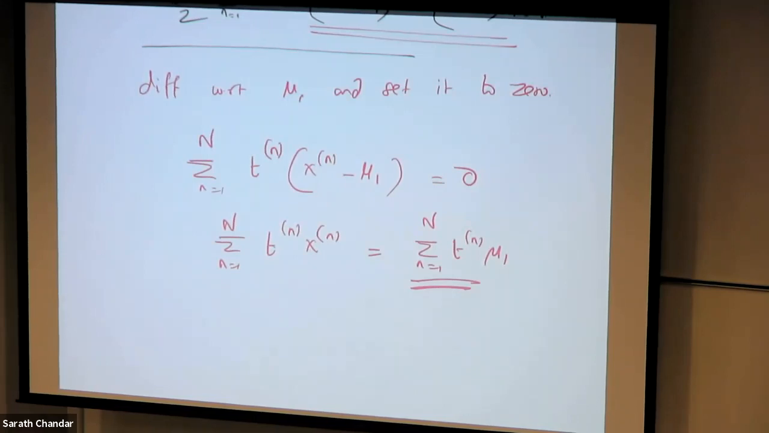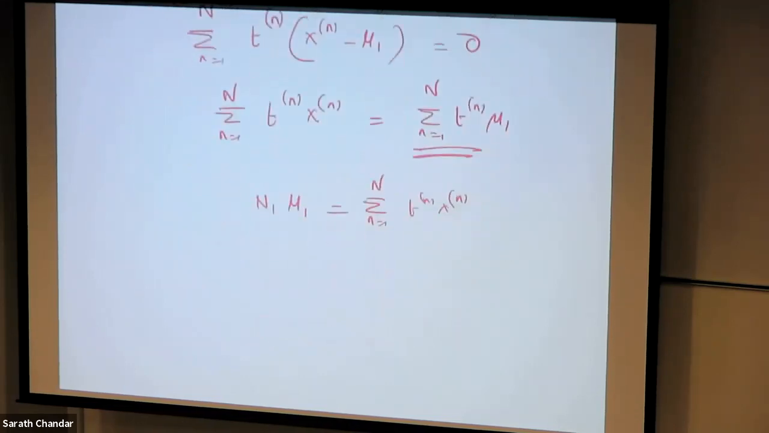If we sum all the t_n in your data set, what would that number be? It is just the number of examples from class 1, right? It is n1. So n1 times mu1 is equal to the summation over n equals 1 to capital N of t_n x_n. So mu1 is equal to 1 over n1 times the summation n equals 1 to capital N, t_n x_n.